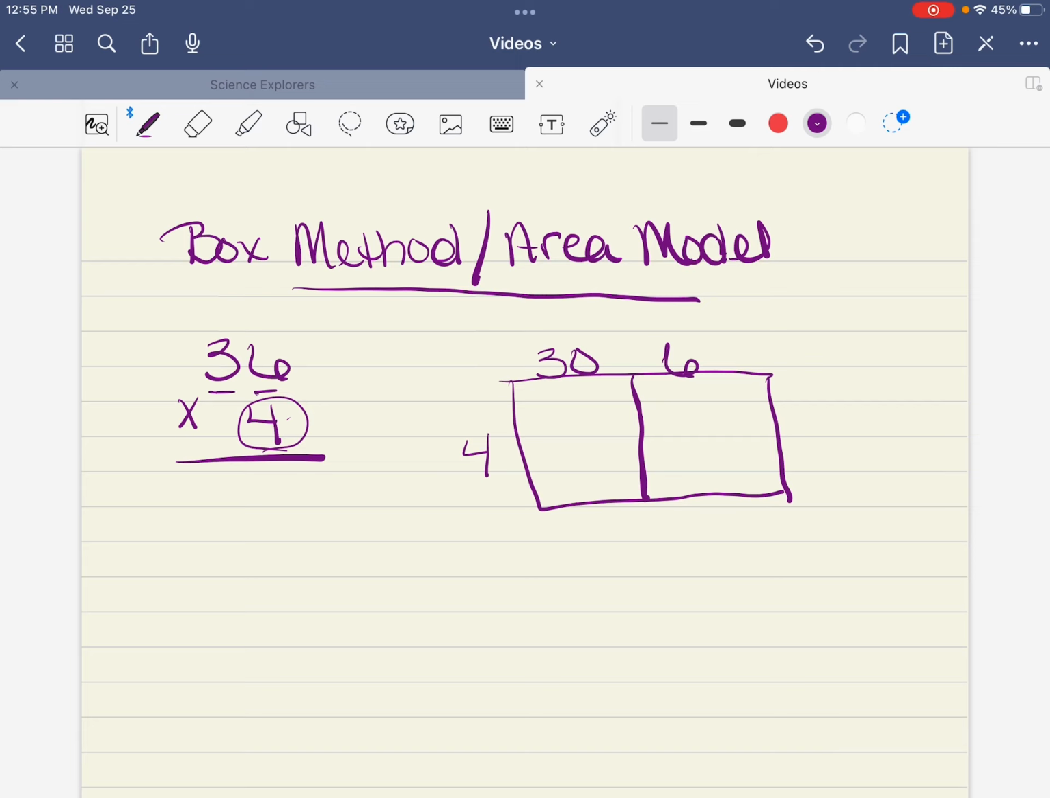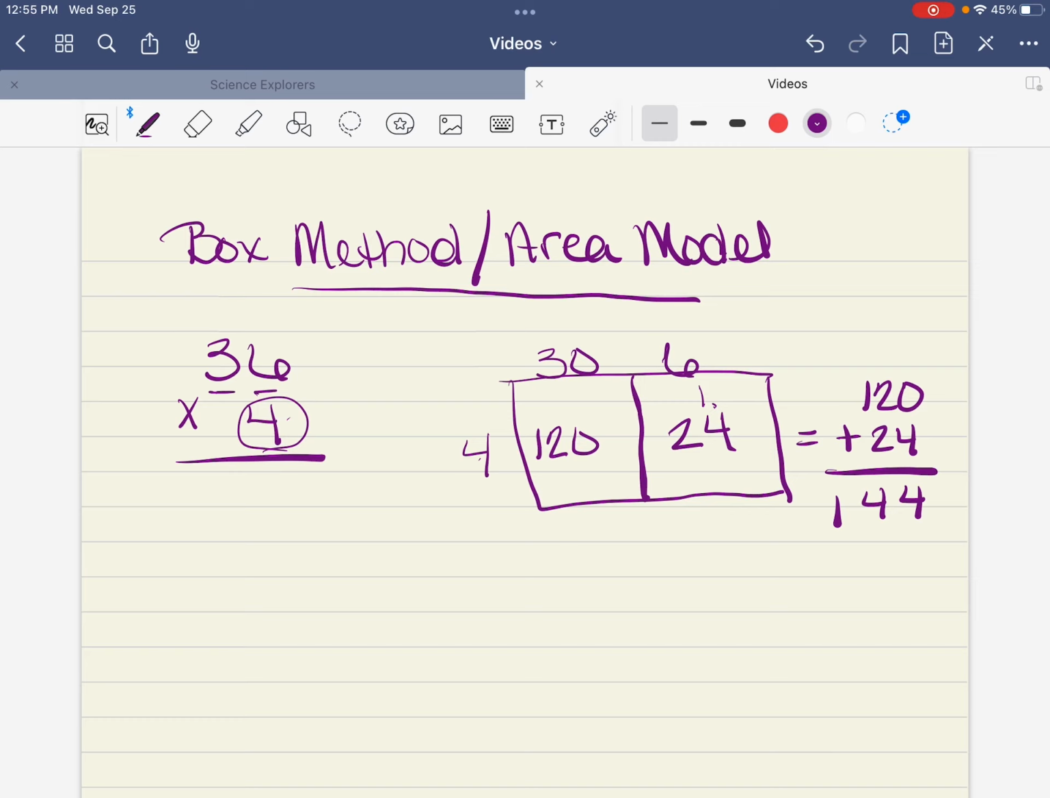4 times 30, that would be 120. If you want to use the patterns of zeros, you could say 4 times 3 is 12, and then attach that 0 on the end. Then 4 times 6, because that's where the 6 and the 4 meet, and so we put that right there for a total of 24. To get our total, all we have to do is add that up. 120 plus 24, and that gives us 144.